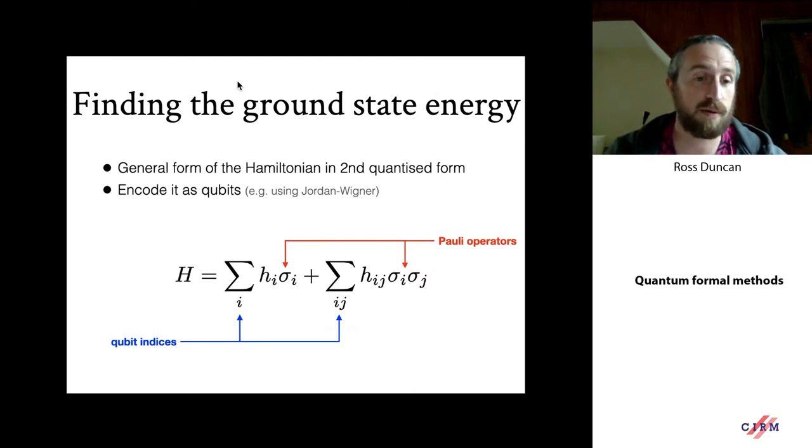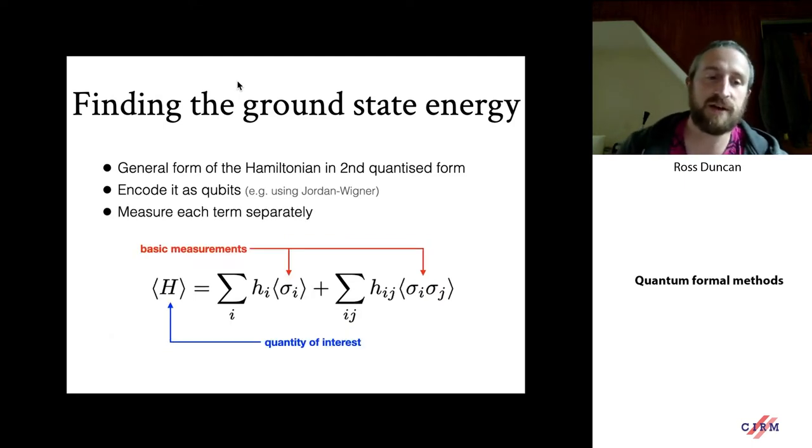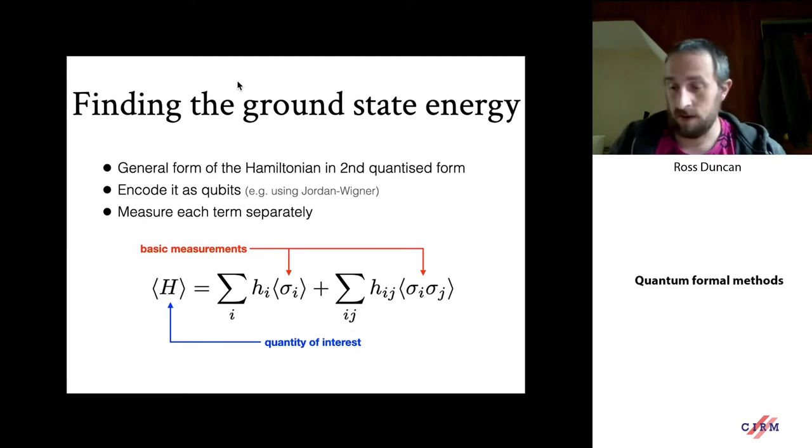So we'd like to be able to estimate H, and the way that we'll do it is by using the fact that the expectation is linear, and then we can measure each of those Pauli operators separately. And then at the end, we can combine the expectations according to this formula, which is on the screen.